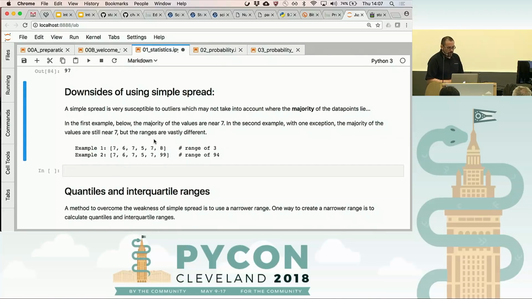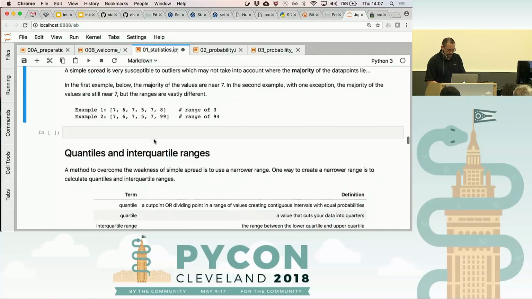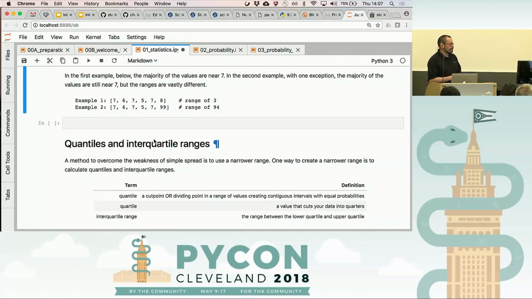All right. A couple of the downsides, though, of using simple spread are the fact that they are very susceptible to outliers. Here I have two data sets that are almost identical, except for the last two values, the 8 and the 99. You would probably say these data sets are pretty much the same. And so when I have this one thing with this minor outlier, man, it throws everything completely out of whack. And it makes it really hard for me to realize that essentially these data sets are basically the same. All right. So how do we get past that?